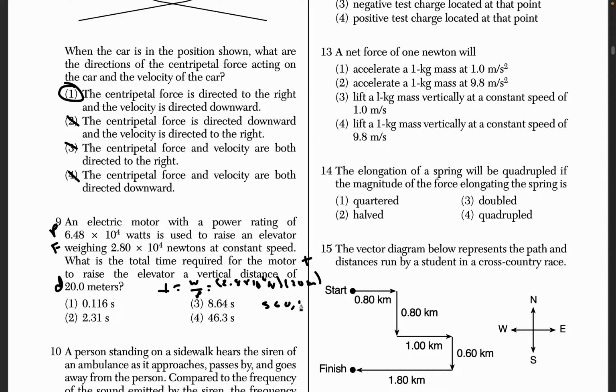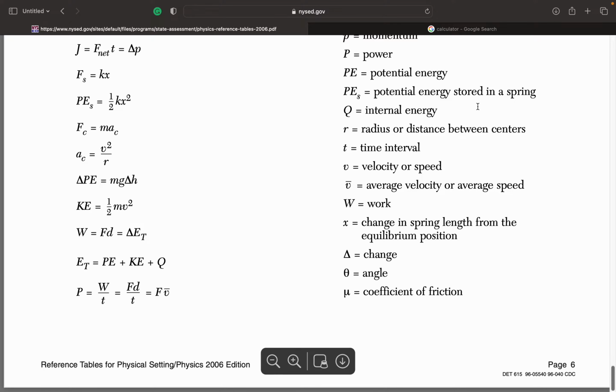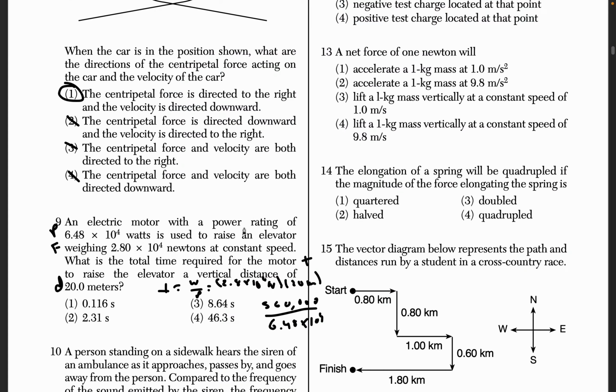560,000 joules is our work, divided by the power, which is 6.48 times 10 to the fourth. Okay, let's do this. That gives 8.64 seconds. Yes, it's choice C. So I manipulated the equation, and then I found the time by finding the work first, and then just dividing it by the power.